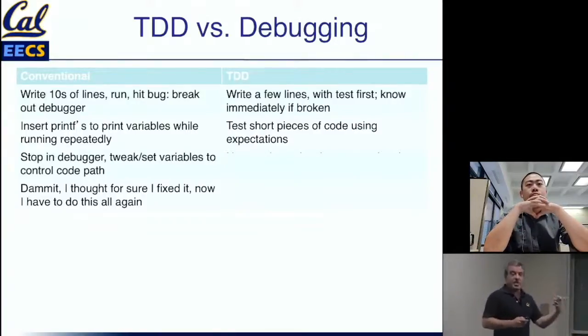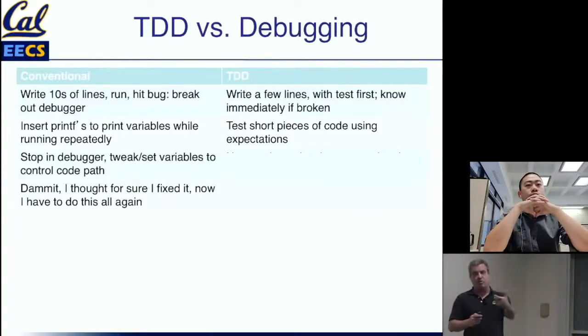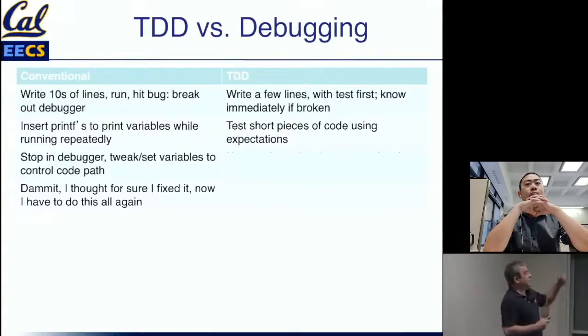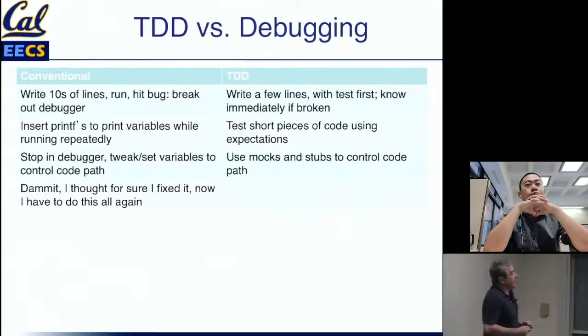The expectation says, when I look at this value, it should have this other value, or it should match this regex, or whatever. So instead of having printfs, you have your test tell you the answer to that. Instead of stopping in the debugger and saying, OK, I'm in the debugger, and I need the code to go down this path, so I'm going to force this function to return some other value to make sure the if statement goes the way I need it to go.